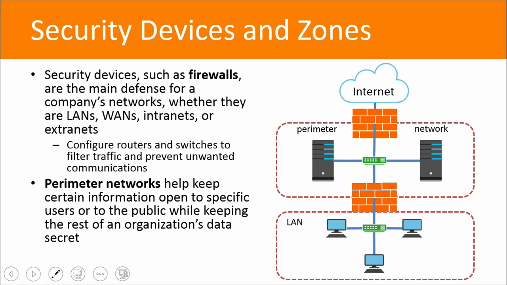We can also set up perimeter networks, the demilitarized zones. We talked about those a little bit earlier. They help keep open specific information that you want to make available for public users while making sure that you keep people out of your organization's data, right? That private data that you want to keep private.